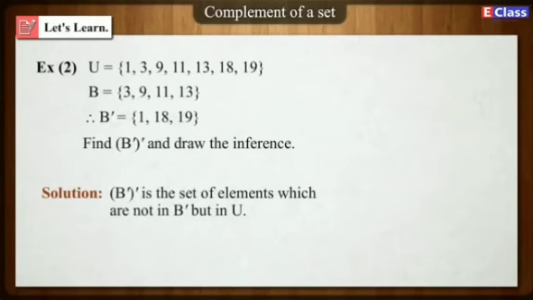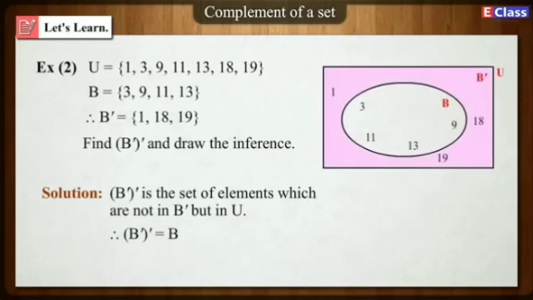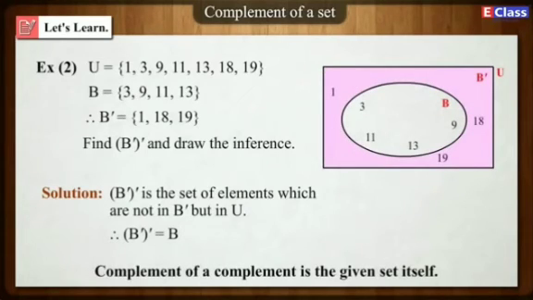Solution. Complement of B complement is the set of elements which are not in B complement but in U. Therefore, complement of B complement is equal to B. By Venn diagram. Complement of a complement is the given set itself.